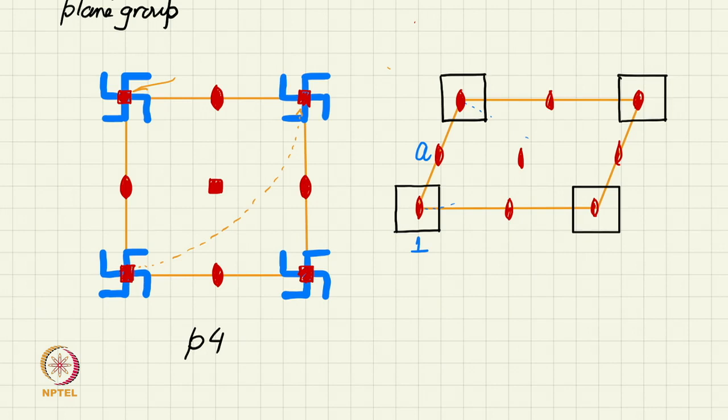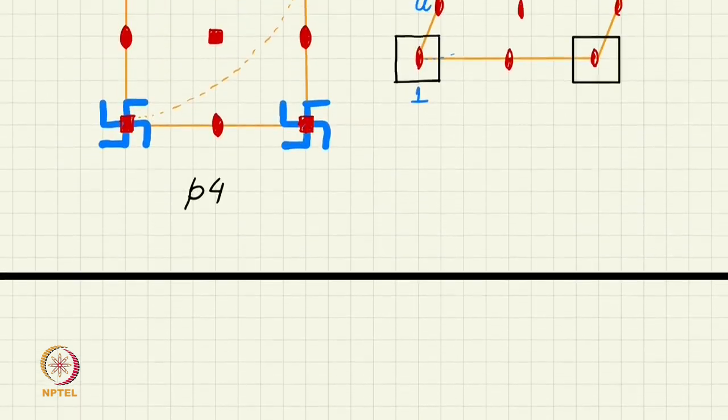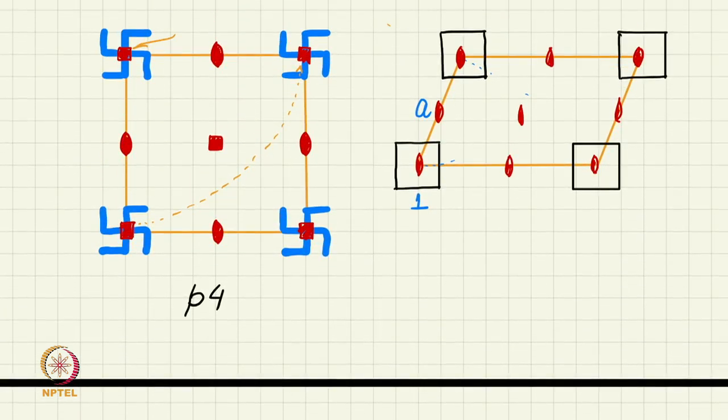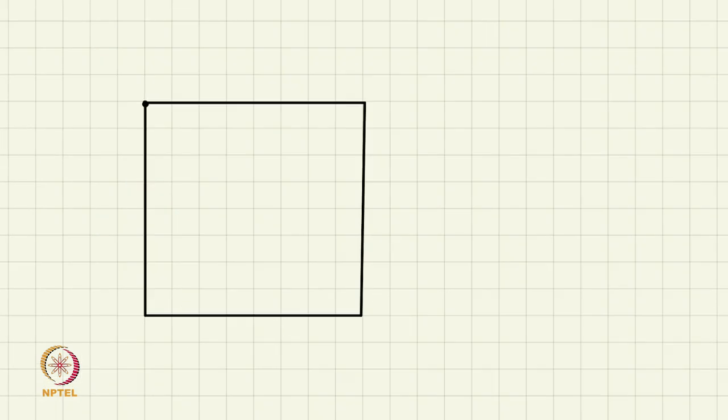And the 4 fold within the 4 fold, 90 degree rotation, combines with the translation to give you this additional 4 fold at the center. So let us try to see that, see whether that claim is justified. So let me use the international table convention. Call this the x-axis, call this the y-axis, and the origin at the top left corner. And these are my translations A and B.